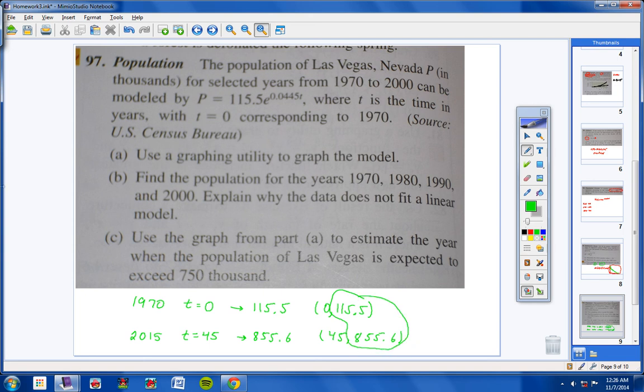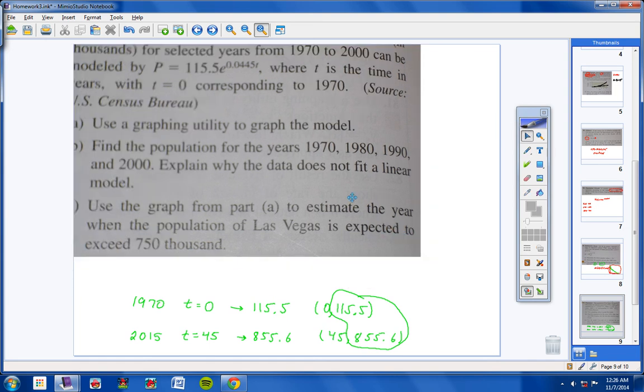So go back to your window button, scroll down to your X minimum, and put 115.5, and then your Y maximum would be 855.6. And then go to your Y equals and type this in. Okay? And after you've typed it in, hit graph, and you're going to get a really good graph of this equation. Okay? So here's what it would look like, something like this.